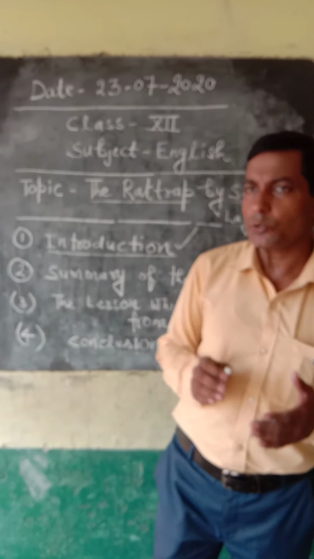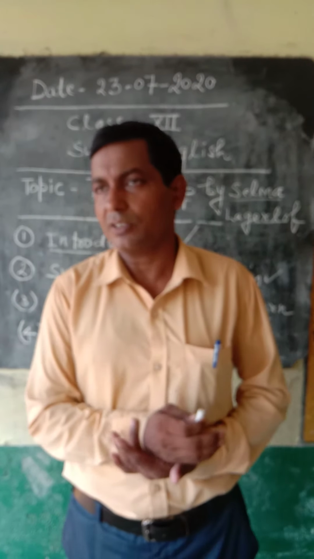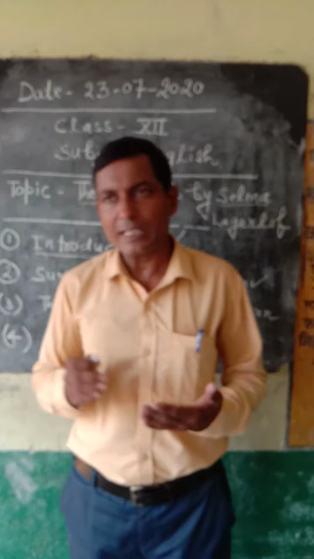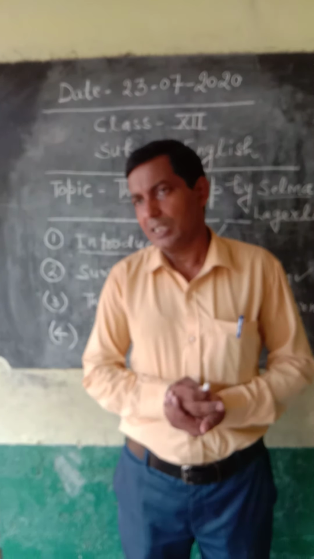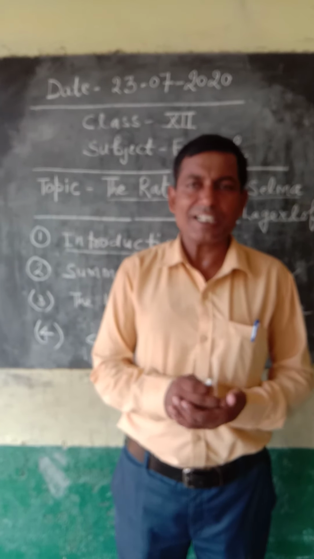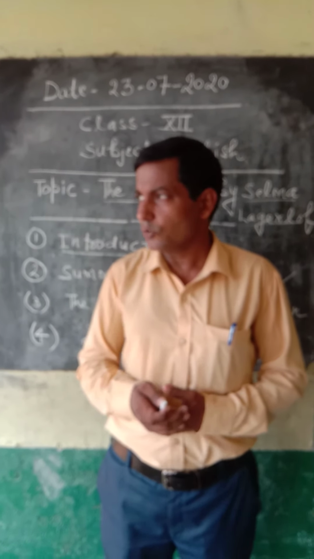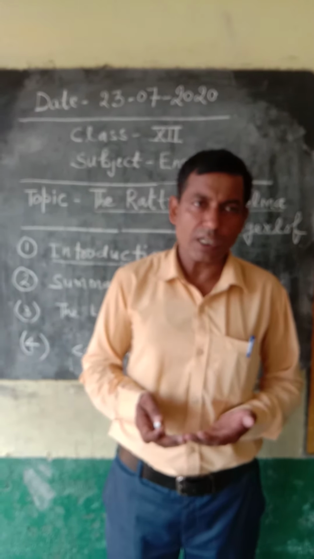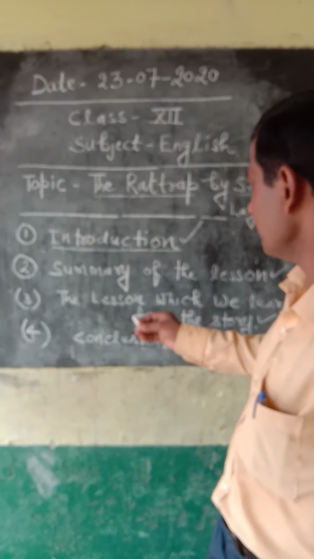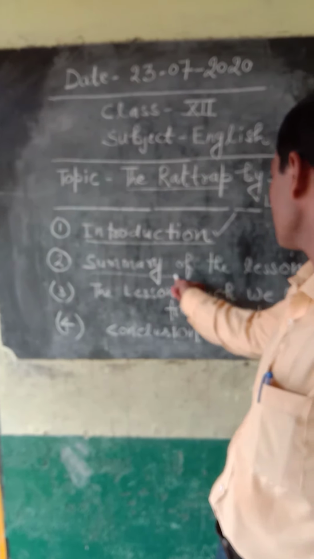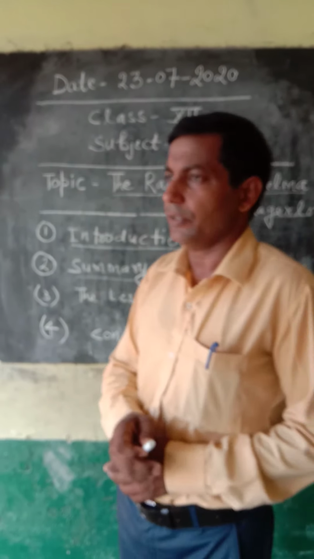The introduction of the story is that there is a story of a rat trap seller who was selling rat traps from one place to another, and he was not happy with his business because his business was not profitable. What he did in the future, I have to explain all these things very clearly in this lesson. Second point is the summary of the lesson, which I am going to explain from beginning to end.